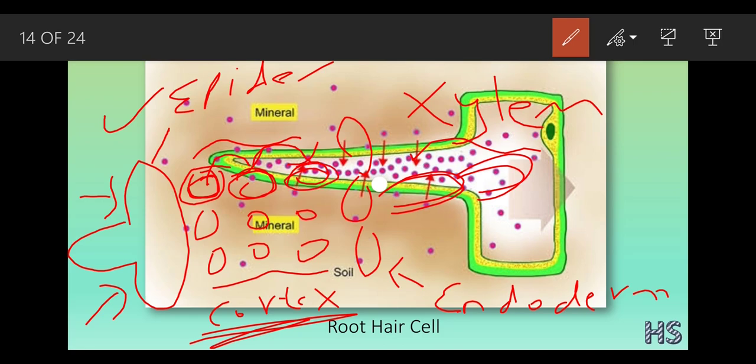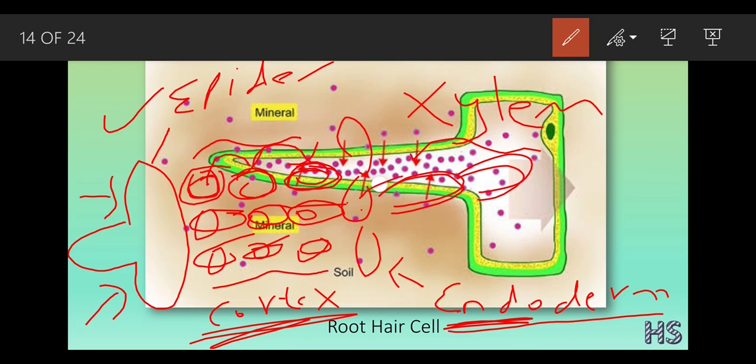When these cells get fully turgid, meaning fully swelled up like this, it moves into the region of the endodermis, where they are going to take in the water and send it to the xylem. What is the function of the xylem? The function of the xylem is to transport water and mineral salts to the plant.